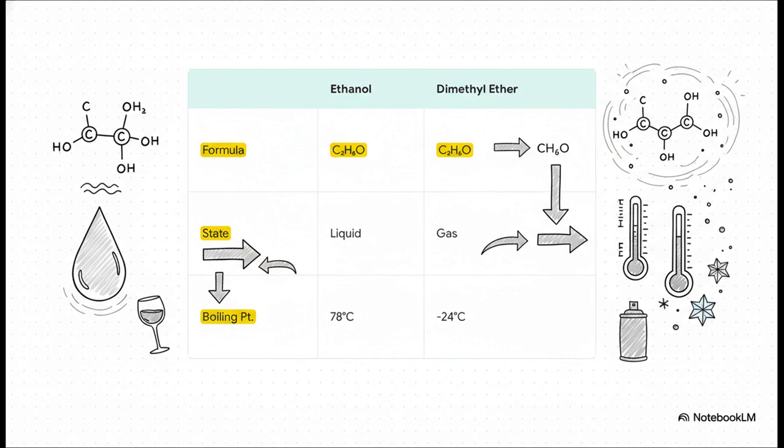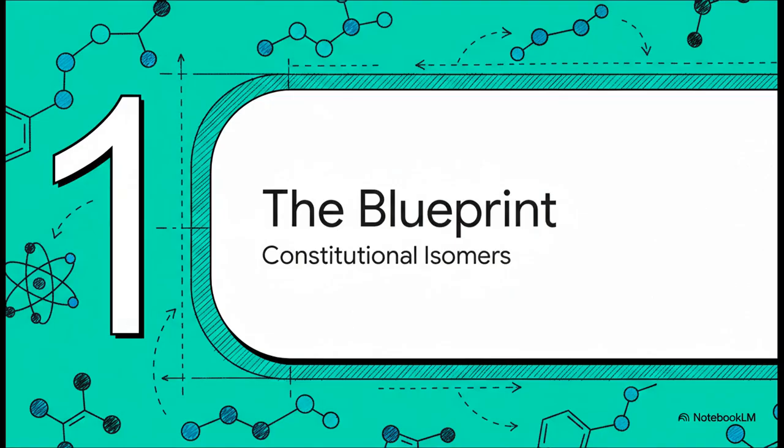But here's the crazy part. They have the exact same chemical formula. 2 carbons, 6 hydrogens, 1 oxygen. So what gives? It's all about the architecture. To solve this little mystery, we have to start at the first level of molecular design, the blueprint. This is all about how the atoms are connected to each other.